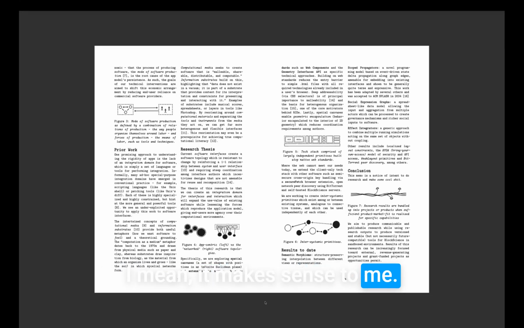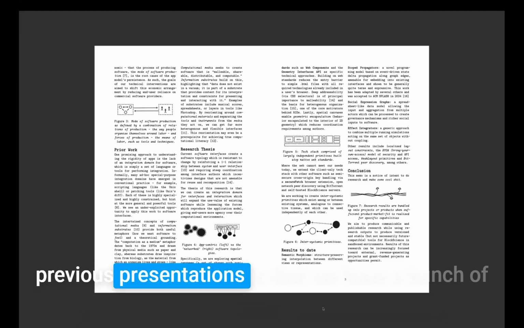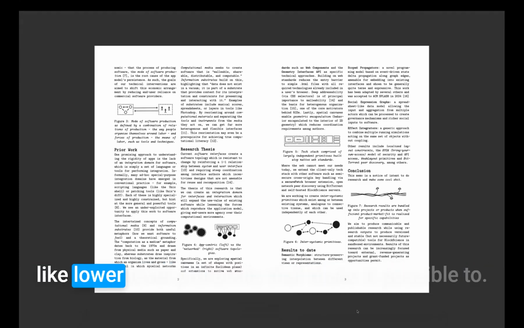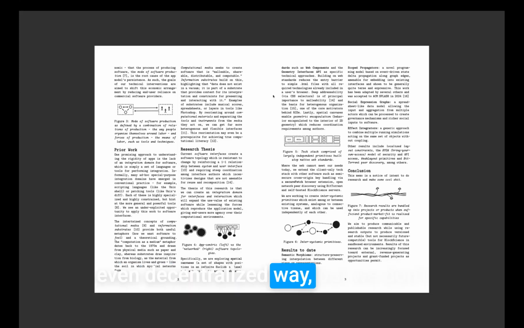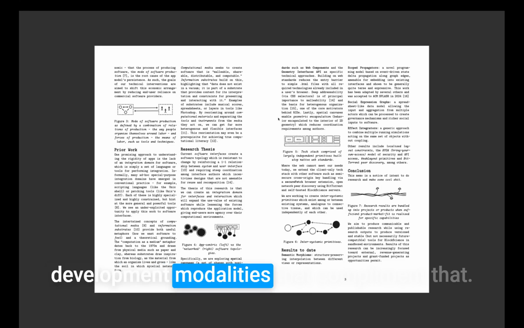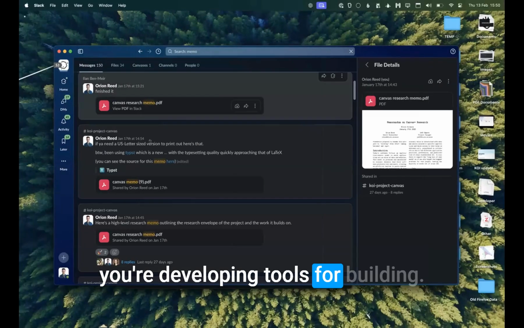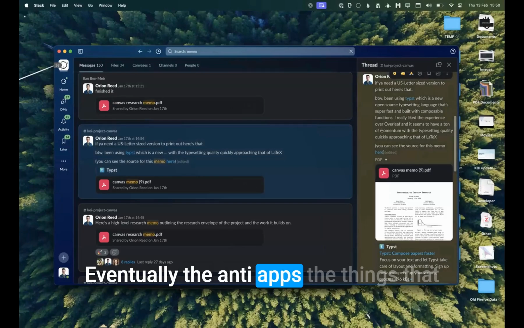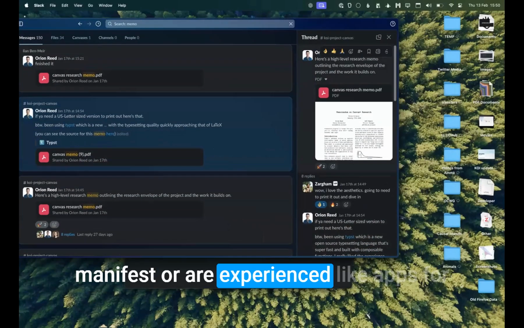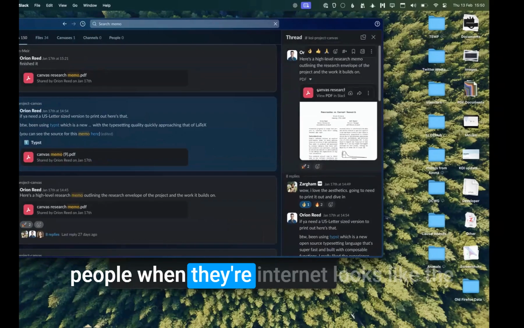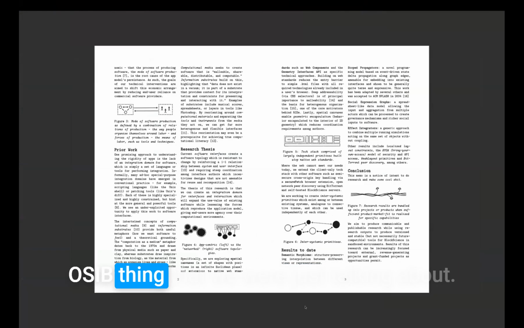I mean, it makes sense to me. I think one way that I would tie this back into the previous presentations is that we have a bunch of lower level protocols that make it possible to build stuff and arrange it in a more distributed, even decentralized way, but we don't necessarily have interfaces or common development modalities that complement that. And so what you're presenting here is basically both the thesis for, and you're developing tools for building essentially the anti-apps, the things that manifest or are experienced like apps for people when their internet looks like the OSIB thing that we were just talking about.